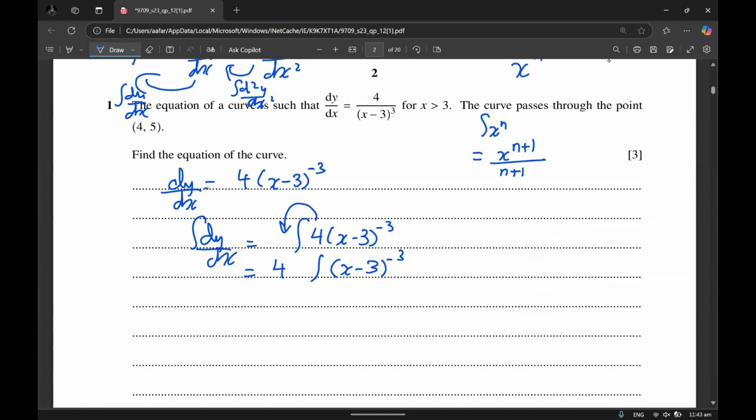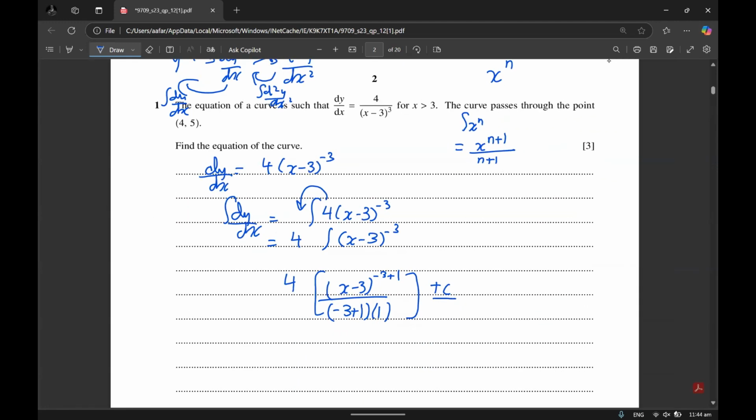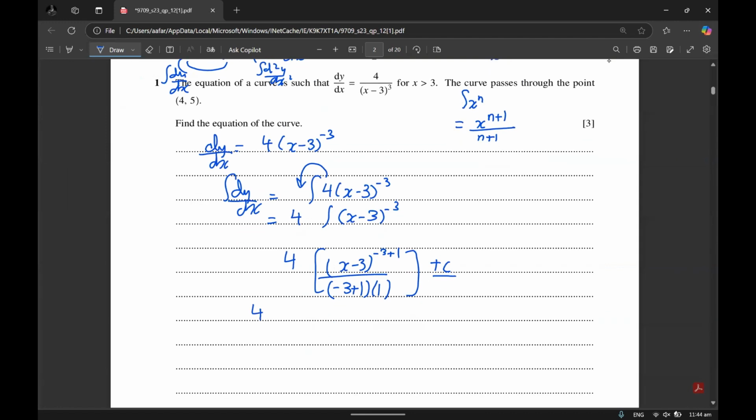Nothing further than that. So this becomes 4, it becomes (x minus 3), minus 3 plus 1 is minus 2, and minus 3 plus 1, and the derivative of x is 1, plus c. Since it's indefinite, we do not have limits, so it's very important to add the plus c. Don't forget this, because many people make this mistake, I make this mistake many times.